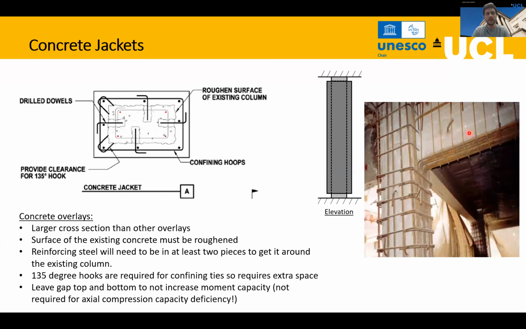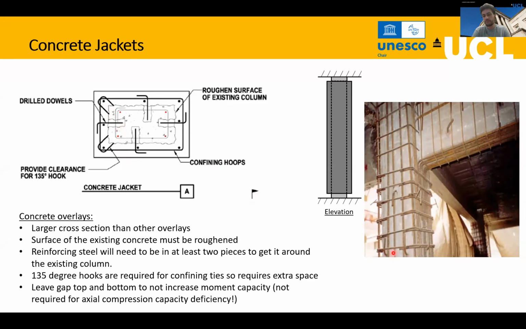In particular for the concrete jackets, you will need to first roughen the existing structure, then you need to install the new steel over here, all the confining loops, hoops, and the vertical bars as well. And you need also to drill some dowels over here to connect the existing element with the new one.